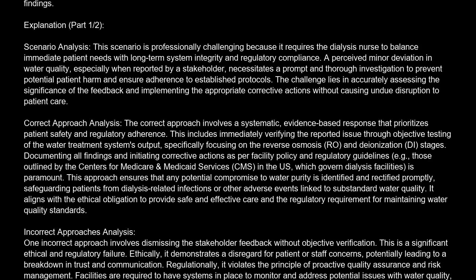This approach ensures that any potential compromise to water purity is identified and rectified promptly, safeguarding patients from dialysis-related infections or other adverse events linked to substandard water quality. It aligns with the ethical obligation to provide safe and effective care and the regulatory requirement for maintaining water quality standards. Incorrect approach analysis.